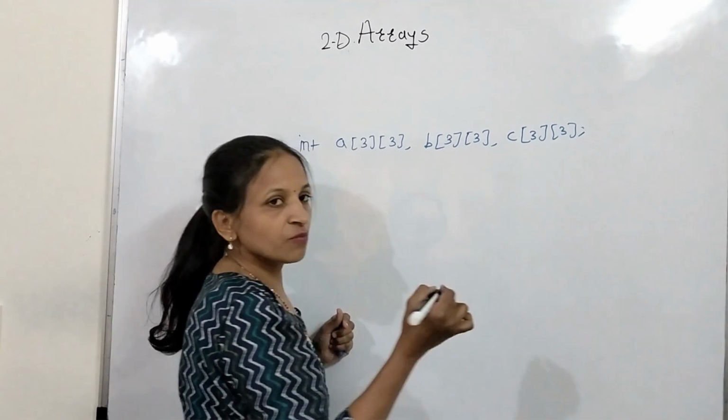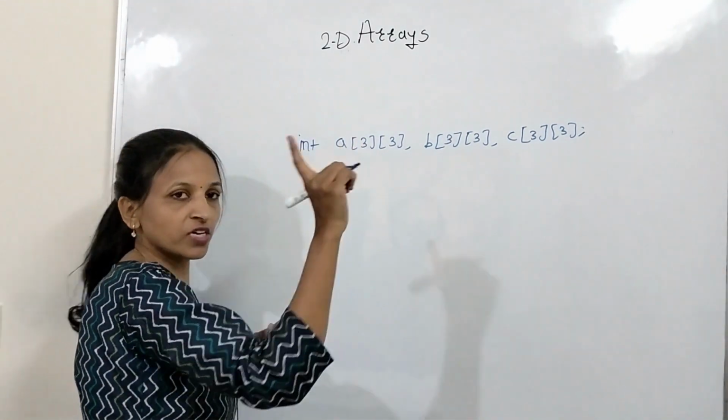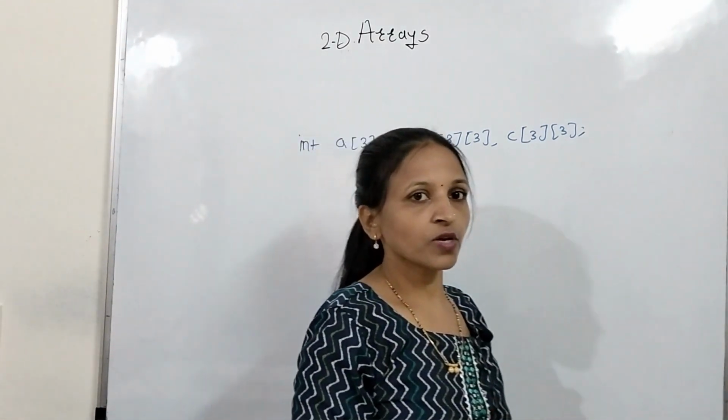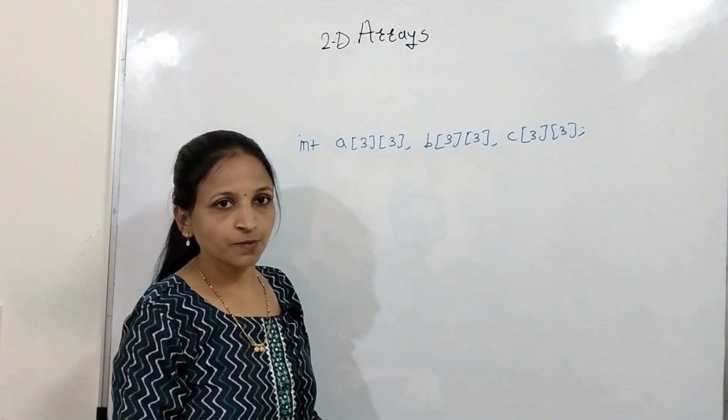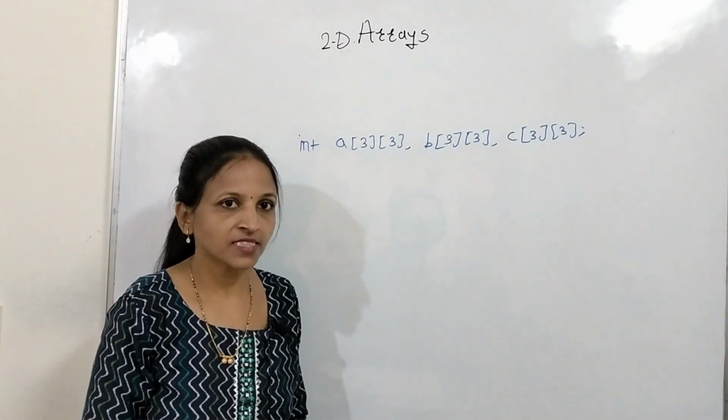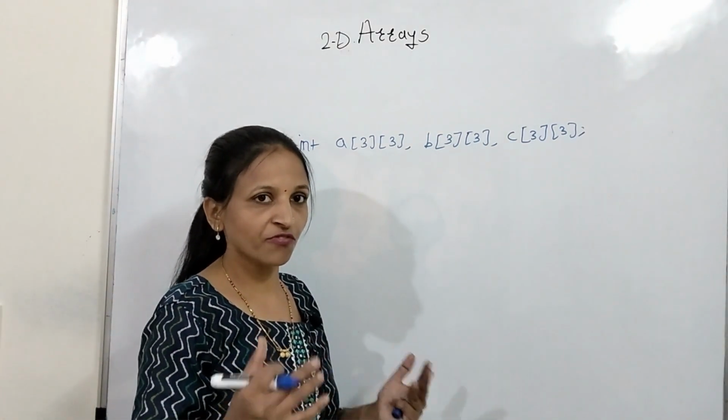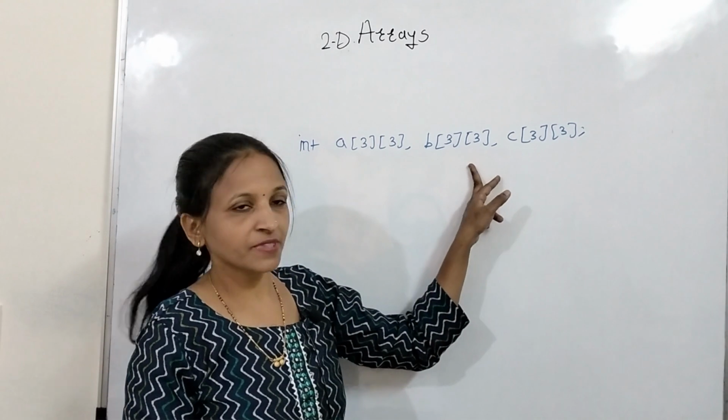Now here what should be done? First accept that first array, whatever logic we have discussed. To accept the array: for i equals 0, i less than 3, i plus plus; again for j equals 0, j less than 3, j plus plus, and scanf a of ij. In the same way we can accept the second array.